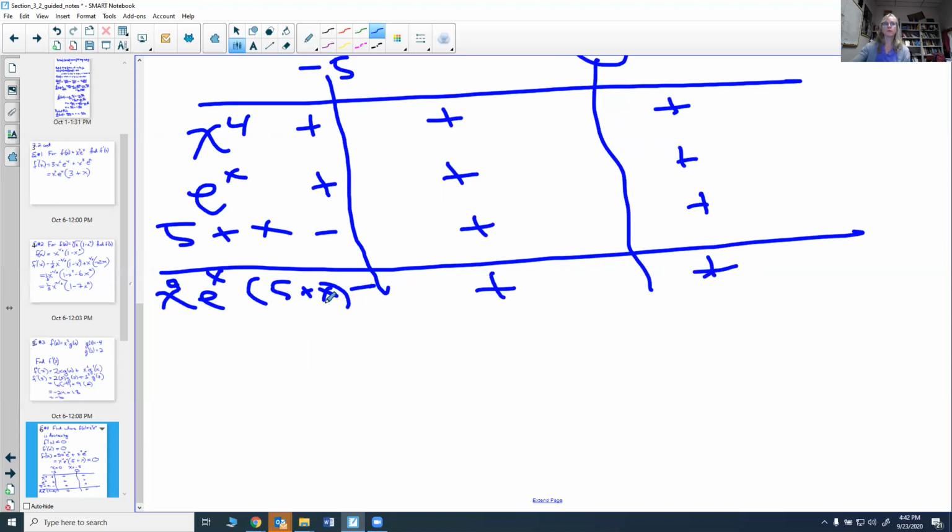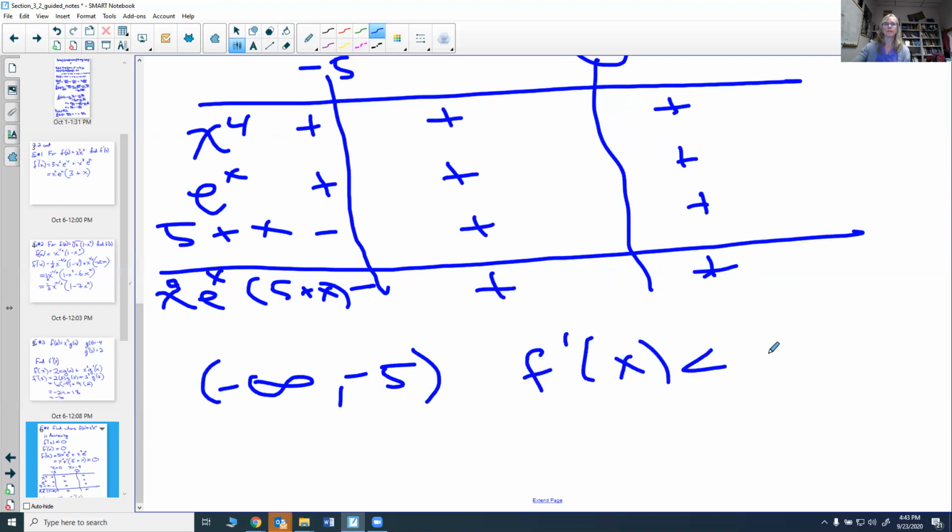So the only place where we're negative is when we're less than negative 5, sorry. So negative infinity to negative 5 is where the derivative is negative, which means from negative infinity to negative 5 is where f is decreasing.